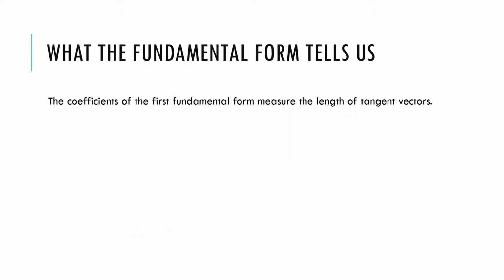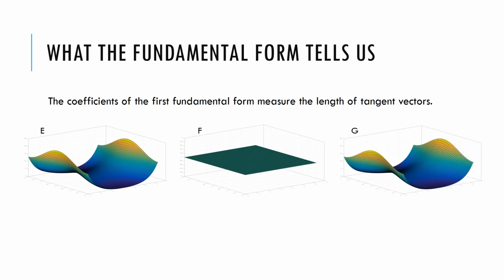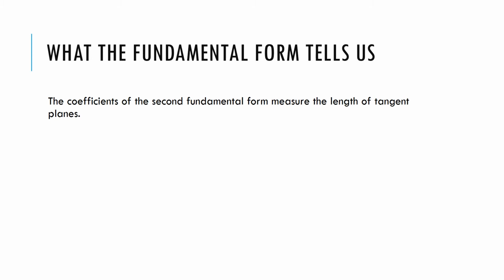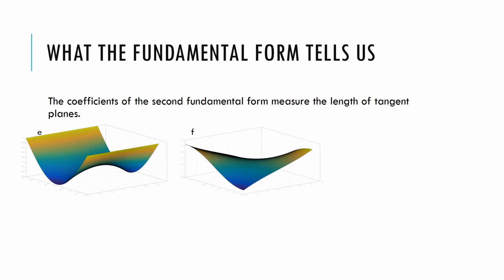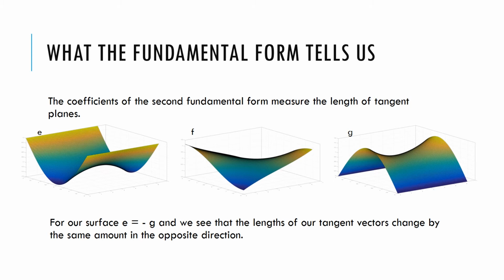For the surface, we can plot the coefficients of the first fundamental form. From these, we can see that as E is equal to G, the lengths of the tangent vectors change by the same amount in the direction of U' and V', whilst there is also no change in the direction of U', V'. We can also plot the coefficients of the second fundamental form. Here, as E is equal to minus G, the length of the tangent vectors change by the same amount in opposite directions.